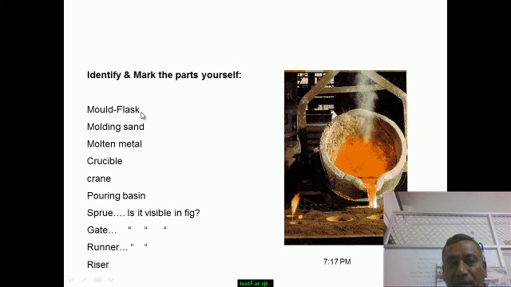Let us finally end today's class with marking out the different parts by yourself. I have intentionally not marked the parts directly. I could have put an arrow from here, mold flask, over here up to here, which I didn't do. I expect the students to take this challenge themselves. Please identify the mold flask, molding sand, molten metal, crucible, crane, pouring basin, sprue. There is a remark here. Please mind these remarks. Gate, runner, riser or risers.